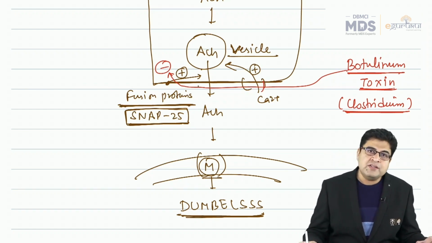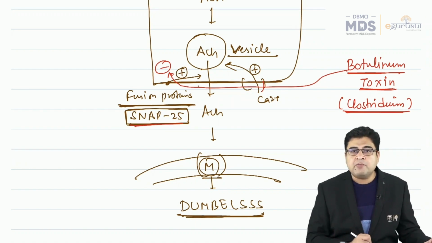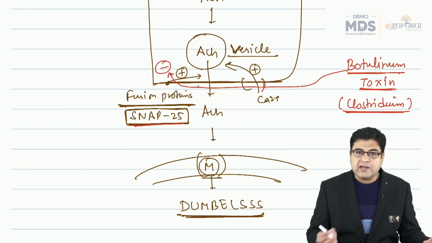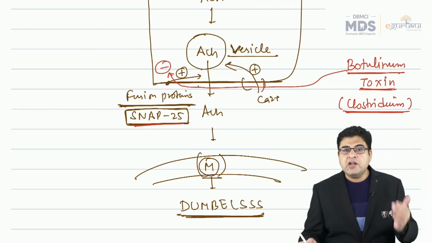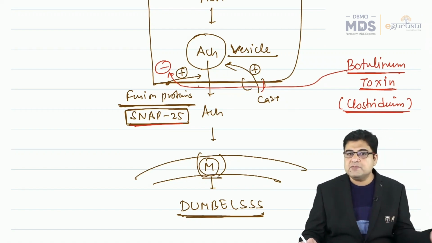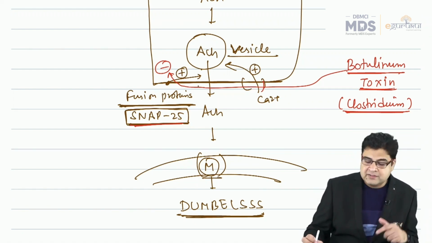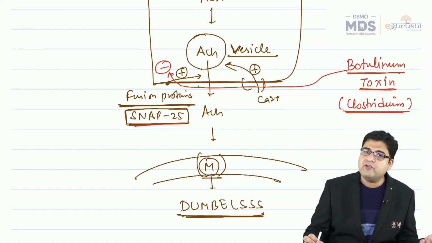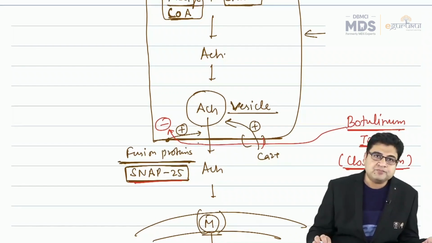So botulinum toxin is a drug which is going to block this SNAP25 protein, and once this SNAP25 protein is blocked, the calcium entry is also not possible, and once the calcium entry is not possible, the excess of acetylcholine release is blocked. So botulinum toxin is a blocker of acetylcholine release, and this is a medicine which is very important for your exam. Not only important, very important for your exam, that you have to understand here.